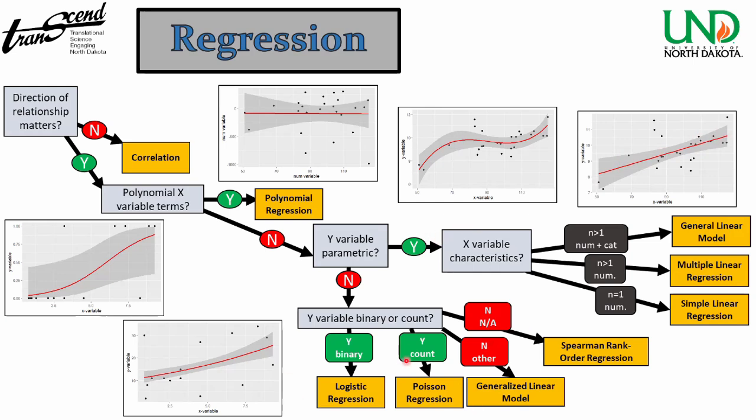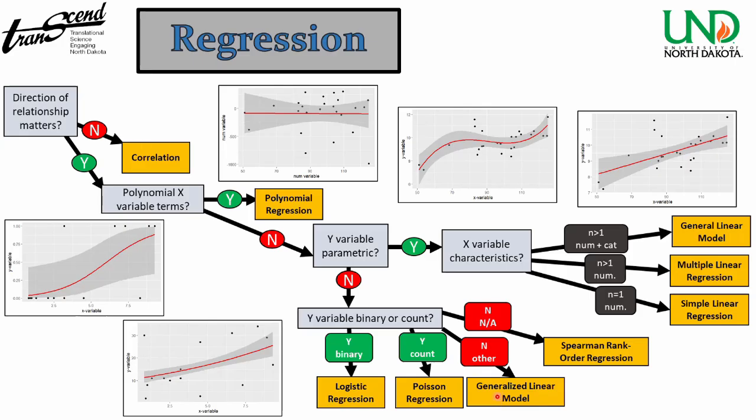Now, there's two ways to say no to this. If you say no, and that's not really applicable, you can do a non-parametric version, which is the Spearman rank order regression. But if you say no, but there's another distribution that you know and want to use, you can use a more flexible model called a generalized linear model. So a general linear model can have any combination of y variables that are numerical and categorical, but it must be parametric. It must have a normal distribution. The generalized linear model is more flexible.